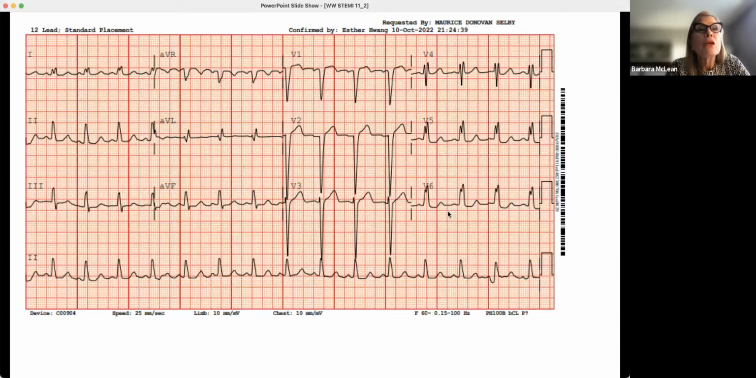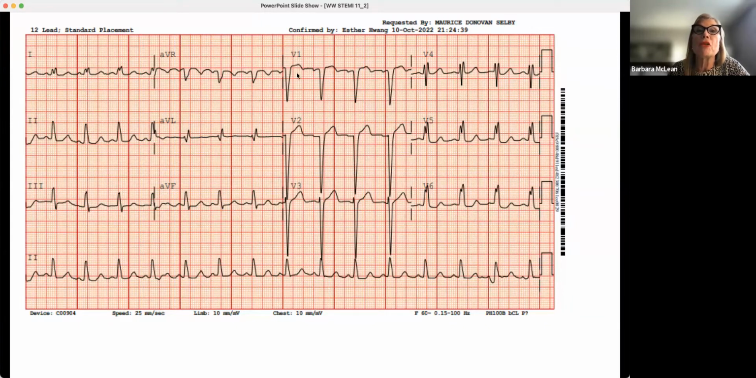All right, so I'm going to start off with this patient. This patient was in the 7K South CVICU just last week. And this was her first represented EKG, done on 10/10/2022.